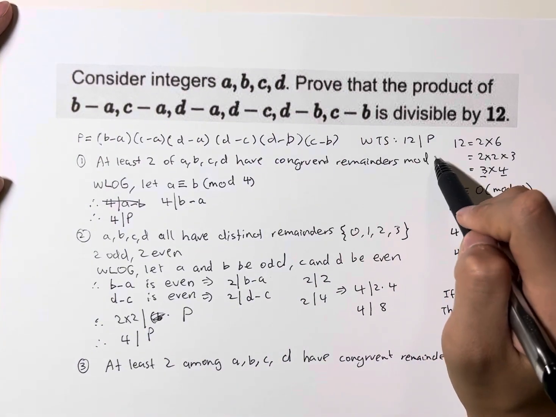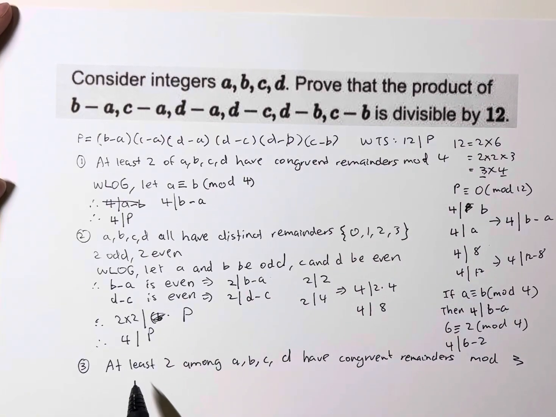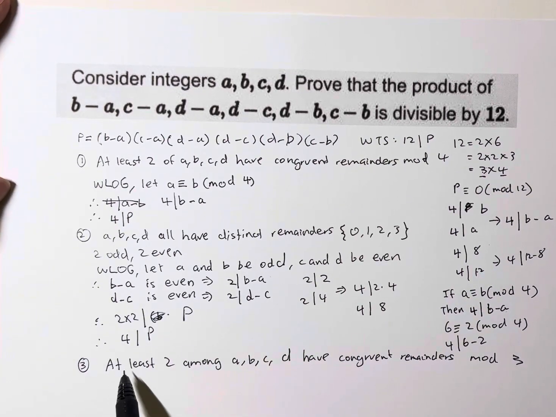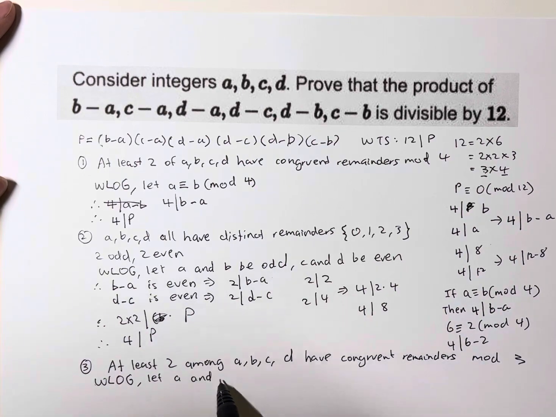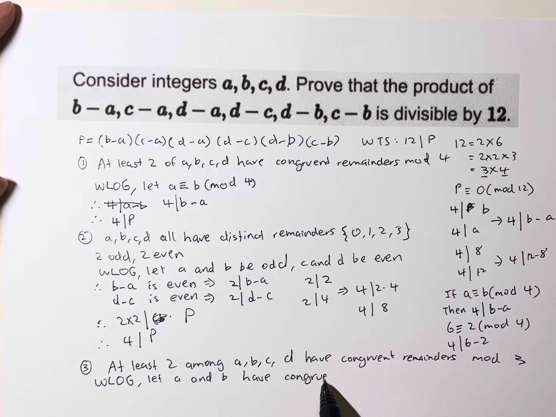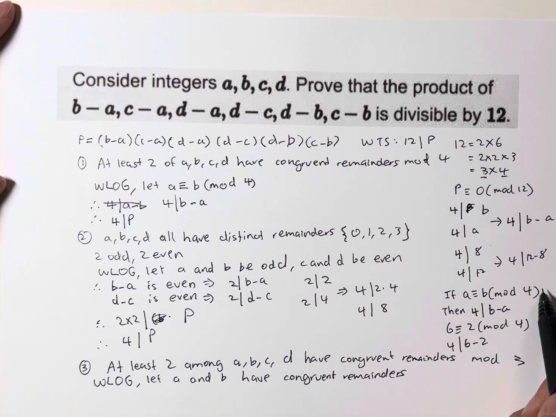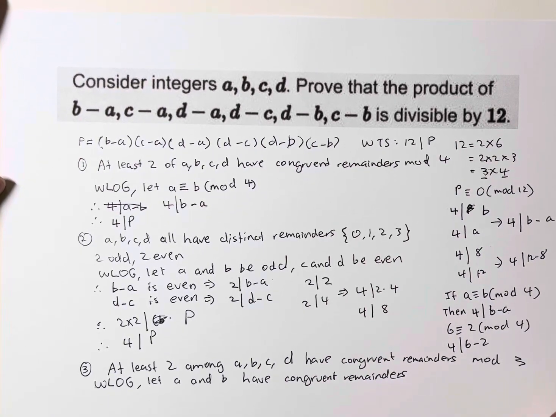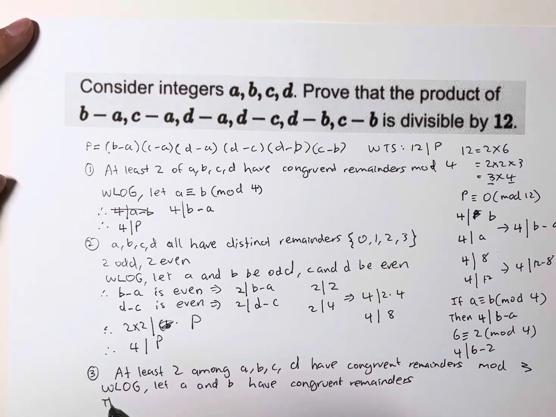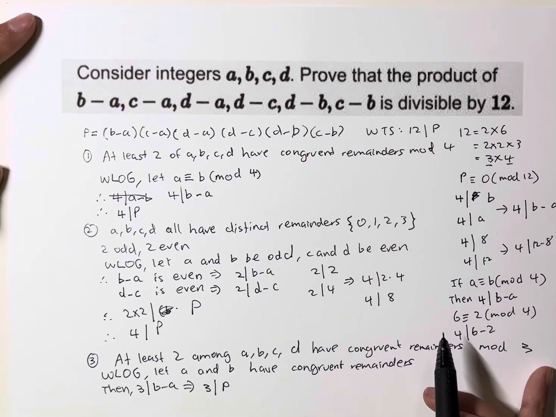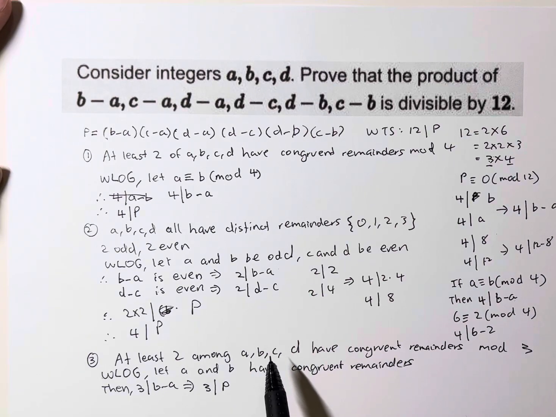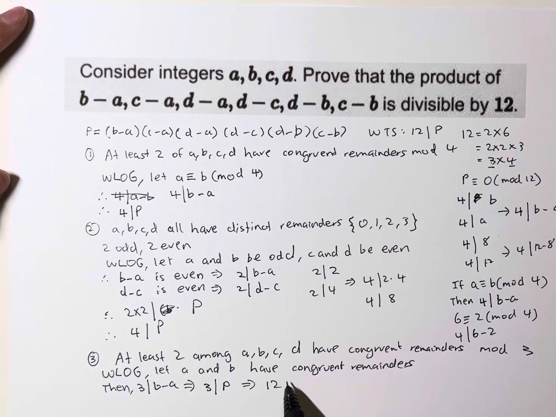Oh, for the first case, it's going to be mod 4. Okay, so with congruent remainders, this will mean that, again, without loss of generality, let A and B have congruent remainders. So, using this thing here, we know again that 4 is only for this case, but then 4 can be replaced with 3. So then 3 is going to be a factor of B minus A. Which then you can get that 3 is going to be a factor of P. Okay. Now, in the first, second, and third case, we can finally get that 12 is going to be a factor of P.